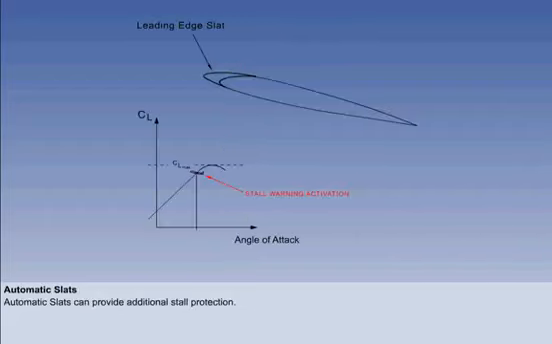Some jet transport aircraft have an automatic system that will fully extend the slats for stall protection. If the aircraft approaches the stall angle too closely, the automatic slat system will extend the slats to the fully open position.